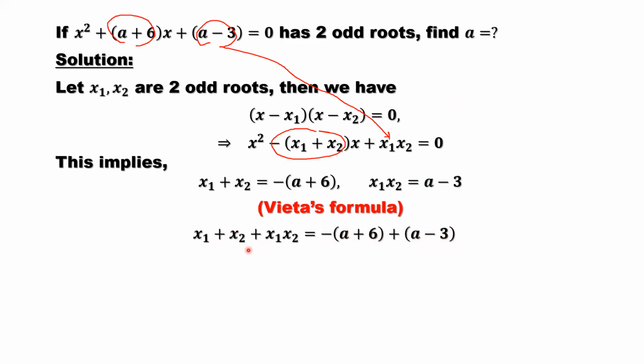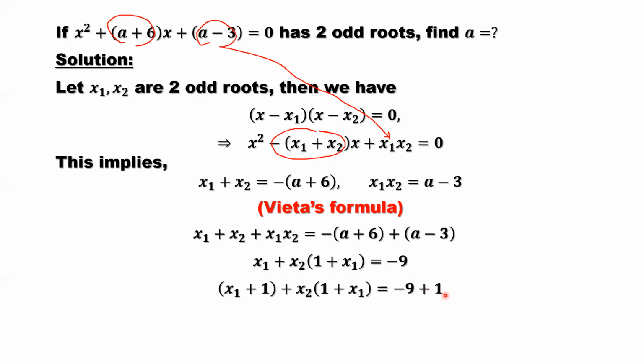And we also can group the last two items. You can see x2 is a common factor. We can factor it out. So that's negative 9. So now here, x1 plus 1. We can add 1 to both sides. Plus 1 here, plus 1 here. So we still have the equal sign.